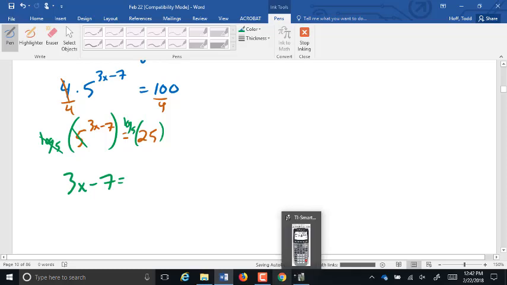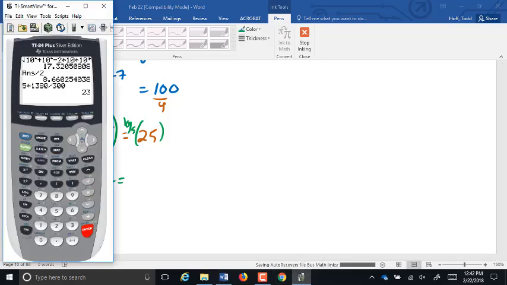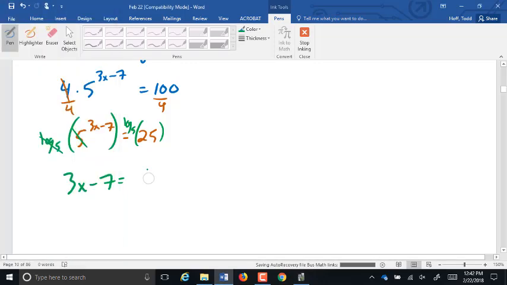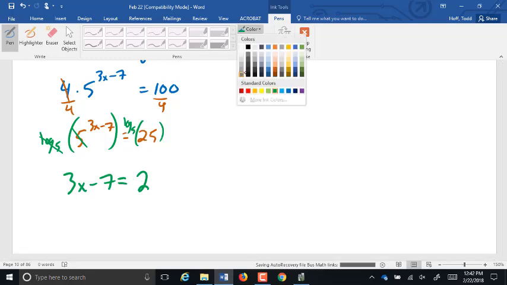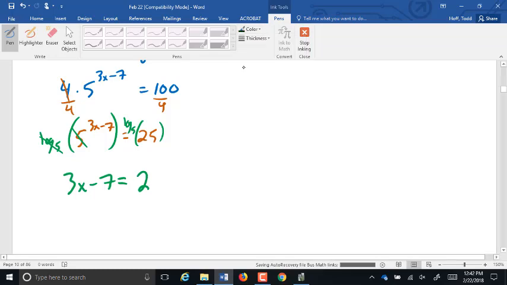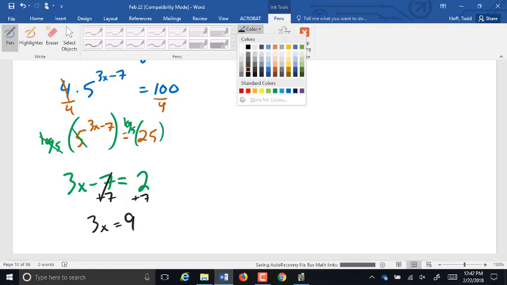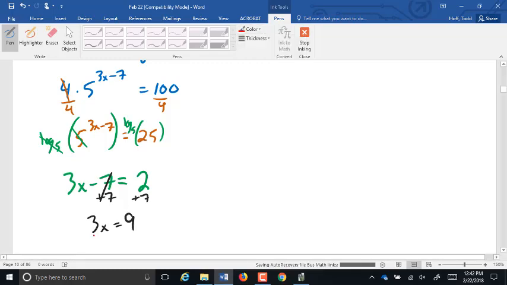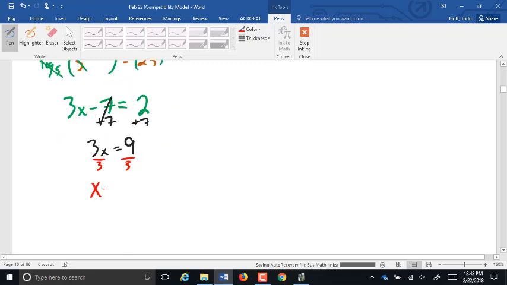What's log base 5 of 25? Remember, it's log of 25 divided by a log of 5. Should give us 2. And then, so add 7. 3x equals 9. And then divide by 3. X equals 3.